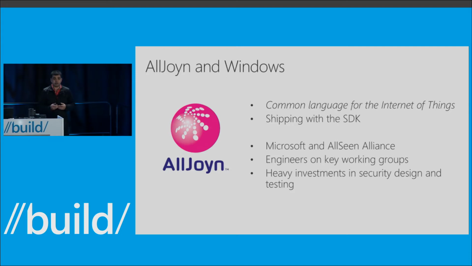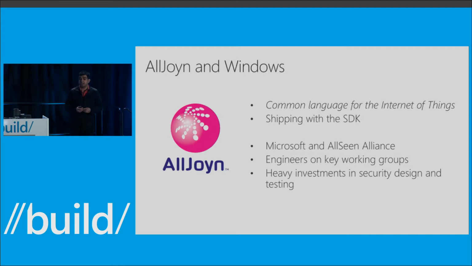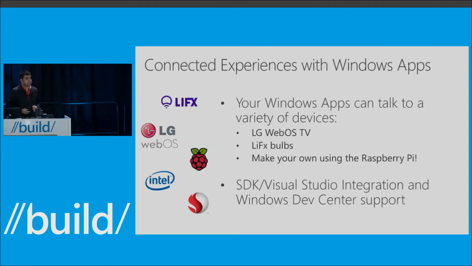And Windows did a fair amount of work on this front. The AllJoin team engineers work on their core development groups, so they're defining their core frameworks. Our security team spent a fair amount of work security testing AllJoin and defining the design for that, and they've contributed that work back to the community. So AllJoin is a great way to make connected apps using the universal platform. You can make apps that can talk to an LG WebOS TV, to LIFX bulbs, or you can make your own device using a Raspberry Pi and then make it talk to your app. Since it's part of the SDK, it's also better supported in Visual Studio, and there's some tooling for it.